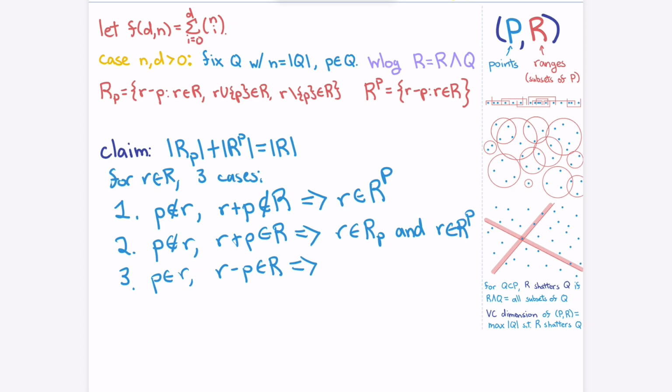Okay. So R to the P just first maps down, and R sub P is sort of accounting for the things that collided.